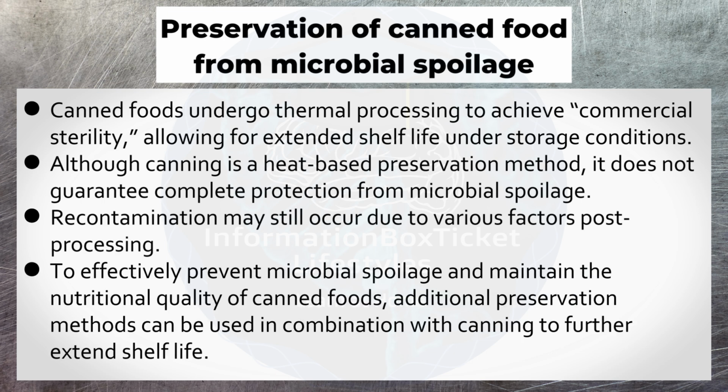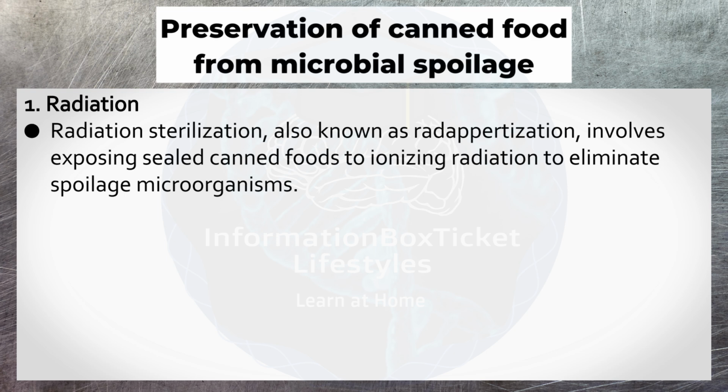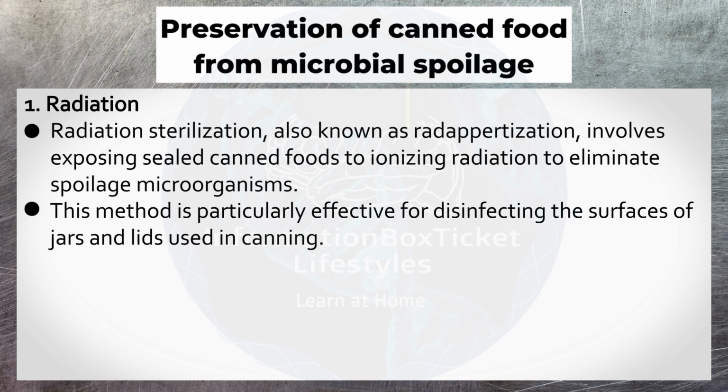To effectively prevent microbial spoilage and maintain the nutritional quality of canned foods, additional preservation methods can be used in combination with canning to further extend shelf life. 1. Radiation. Radiation sterilization, also known as radappertization, involves exposing sealed canned foods to ionizing radiation to eliminate spoilage microorganisms. This method is particularly effective for disinfecting the surfaces of jars and lids used in canning.